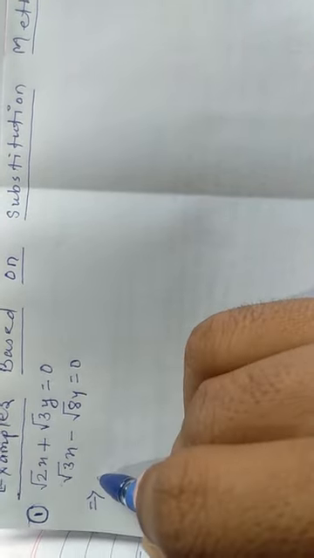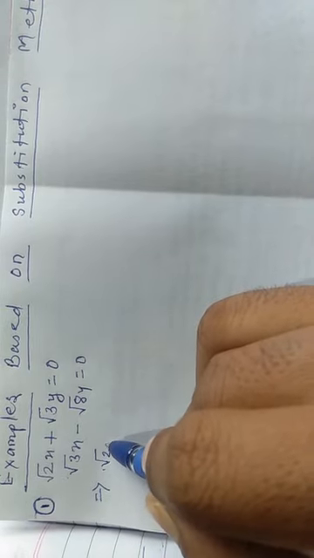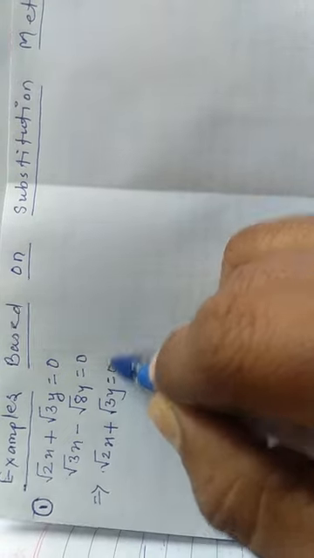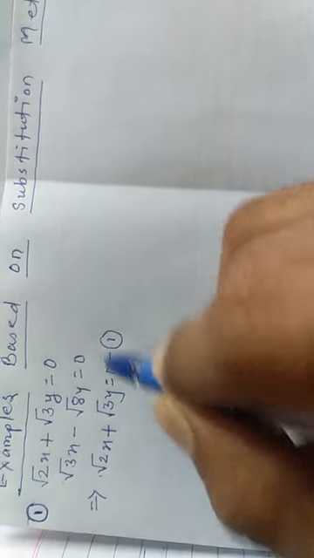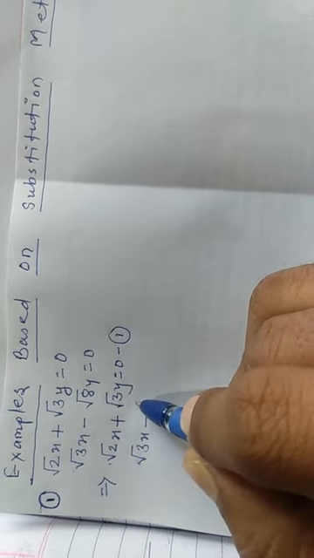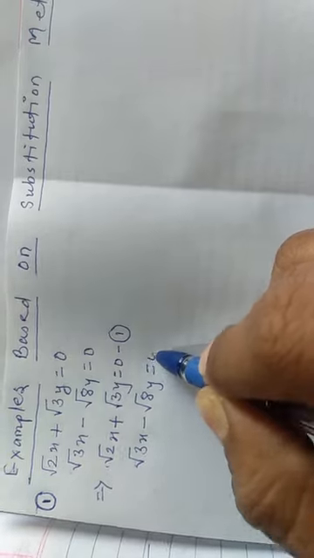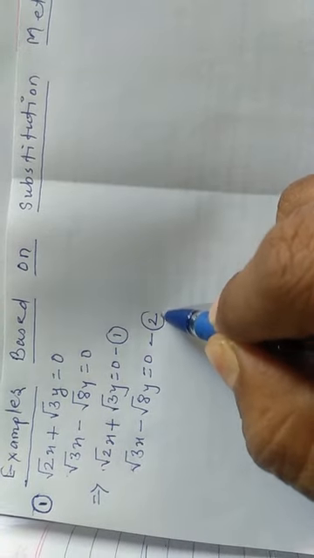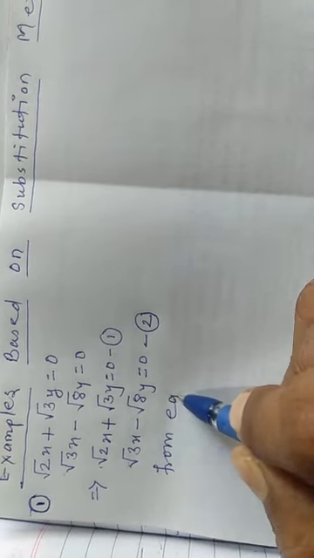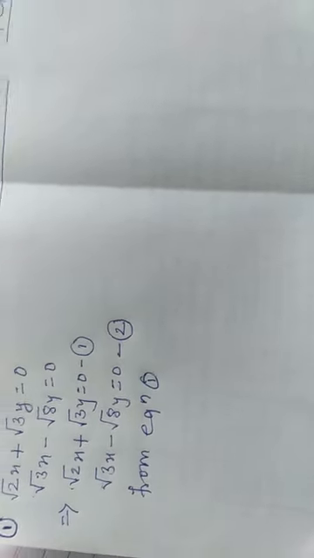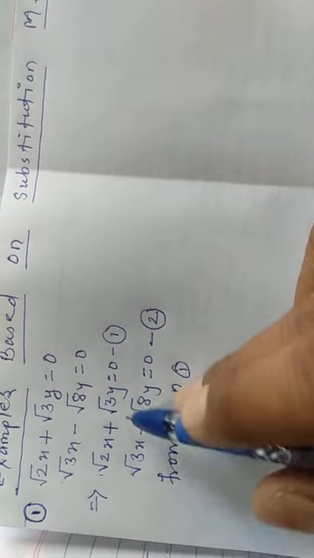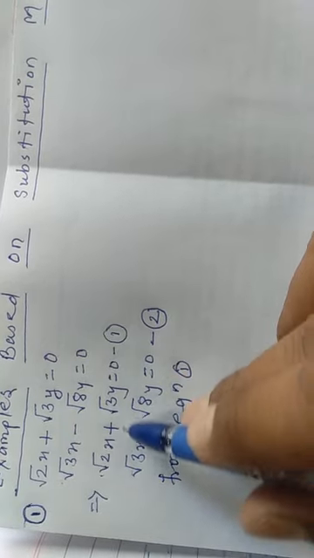So I will write here in answer root 2x plus root 3y is equal to 0. This is equation number first, whereas root 3x minus root 8y is equal to 0. This is the equation number second. So I will write here from equation first, we will convert this first equation in any one of the variables. So I will write in term of x or in term of y.